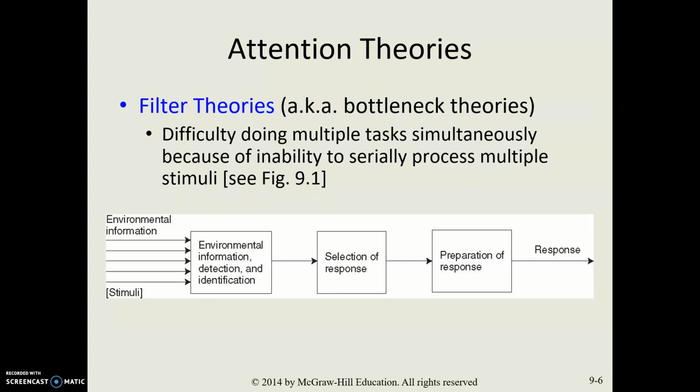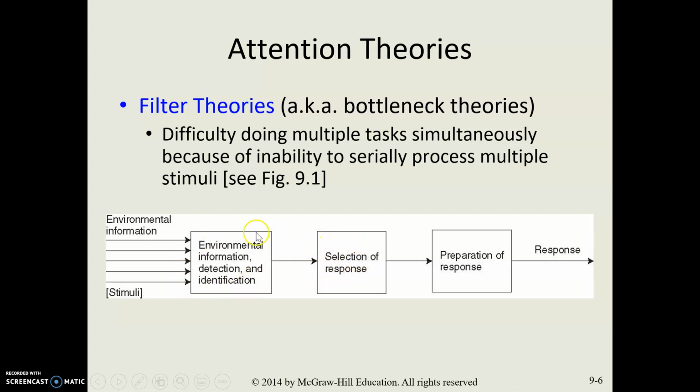First of all, the bottleneck theory, or filter theory, is the most simplistic of all the theories. This is the idea that we have difficulty doing multiple tasks at the same time because of how we process information. According to the diagram, we have lots of different stimuli in the environment vying for our attention. We're picking up information, detecting and identifying those sources of stimuli, and then we make a selection of a response, but we can only do one response at a time.